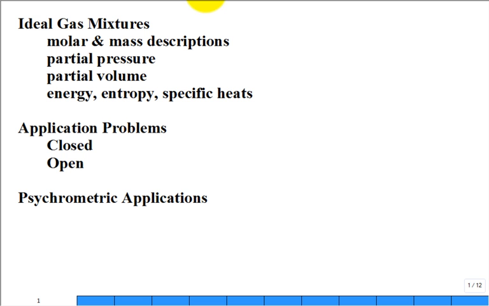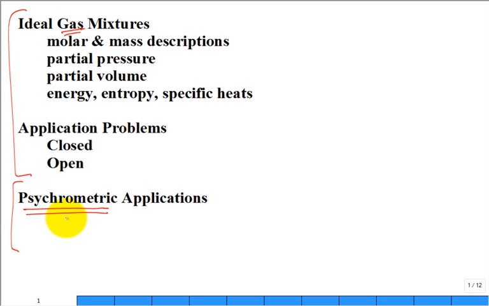So now we move into a chapter. It's ideal gas mixtures. The chapter really has two halves. The second half is of particular interest to a lot of engineers, a lot of mechanical engineers, and it's the study of moist air. That's called psychrometrics. I don't know if you would have guessed it, but that's what that word means.